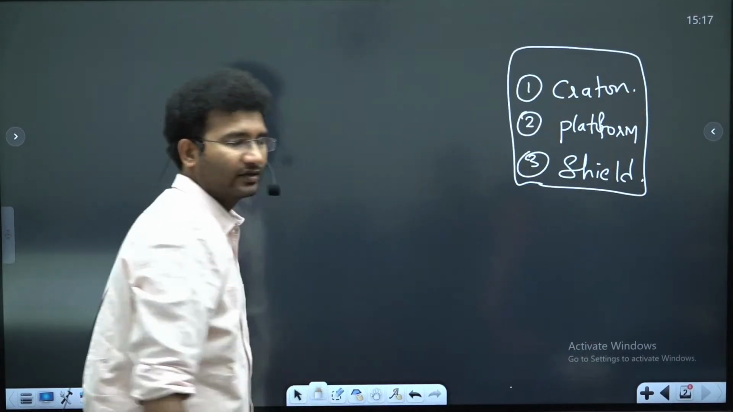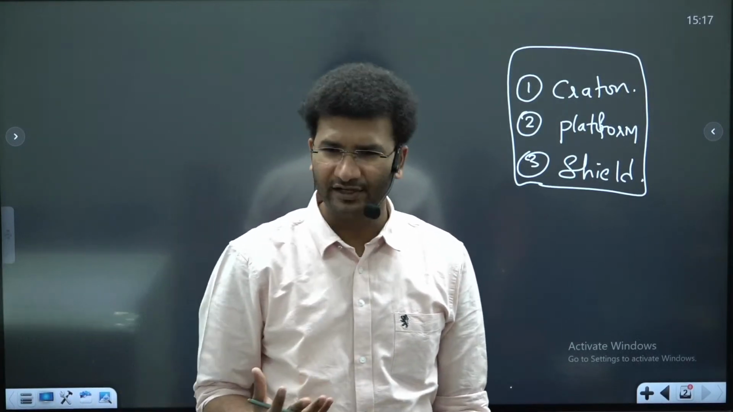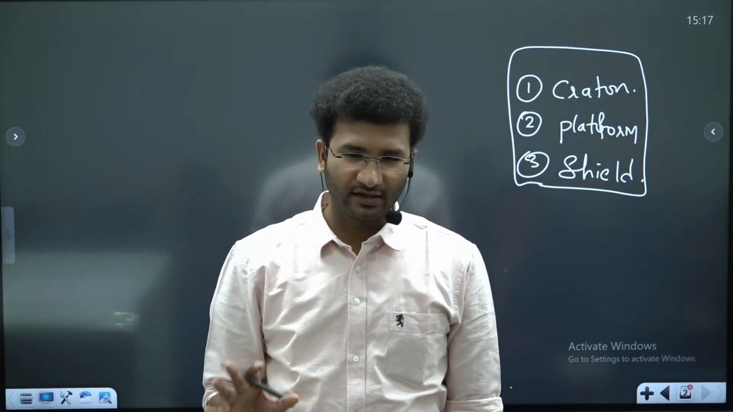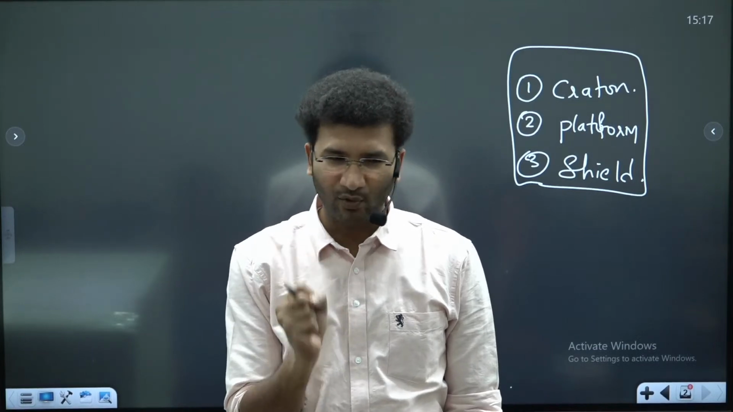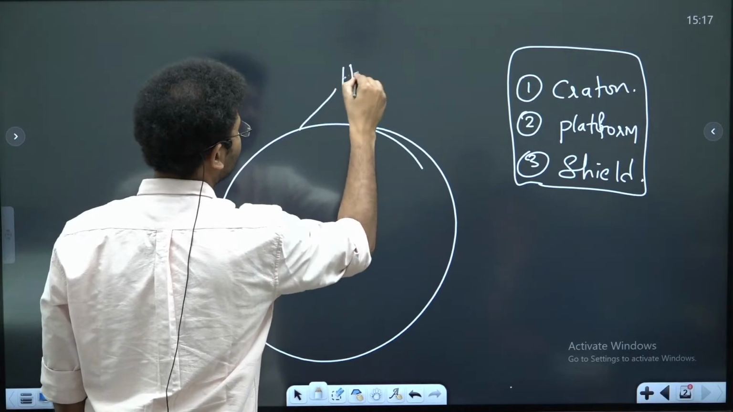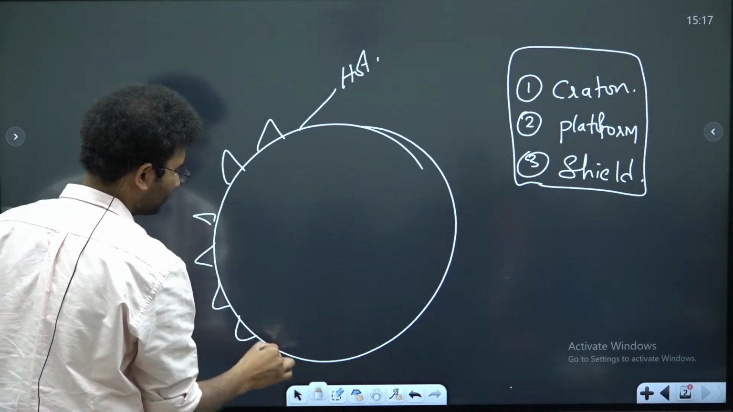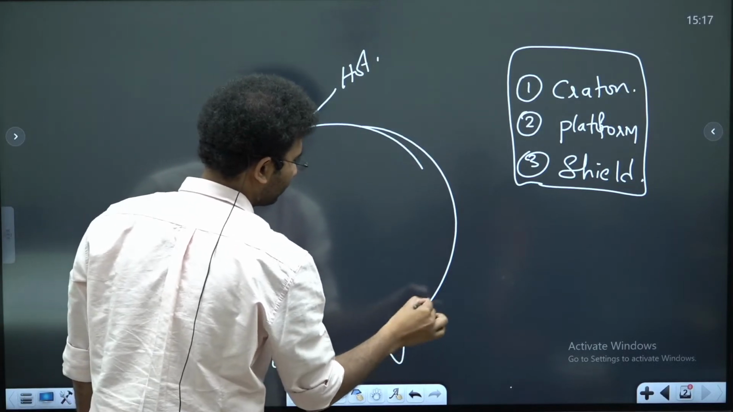So initially when the earth was formed, earth was a hot molten magma, right? Earth was a ball which was molten magma. Imagine this is your earth and this earth is hot. And upon this there are hundreds and lakhs of volcanoes which are present, right?